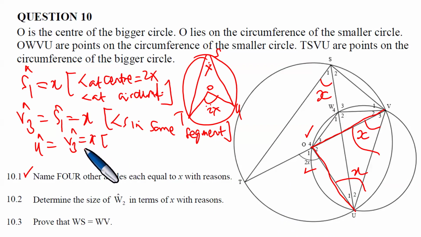Why is this the case? The reason for this is that OV is equal to OU, radii. You then continue to say base angles.